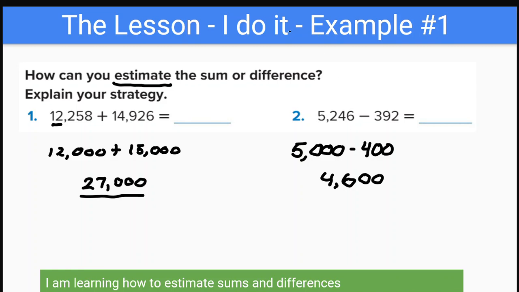Okay. Now, the real answer is 4,854. And so this is kind of close, okay? It's not a bad estimate. When you're doing estimates, you're just trying to see if you're in the ballpark, if you're close to the answer.